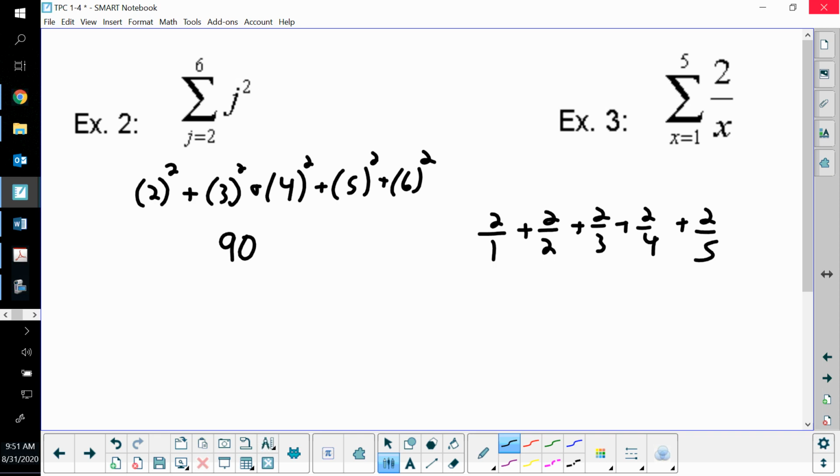We could use our summation to add that all up, and if we do that, we would get 137 over 30. And it's your choice if you want to type this in the calculator after you've got it written out, or type that. But I need to see that first row that you understand what the summation is doing.